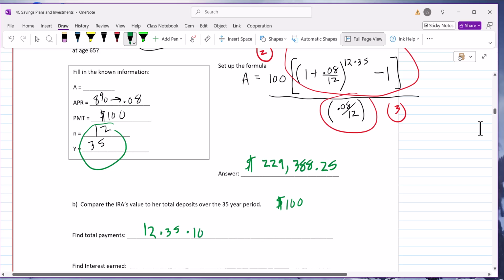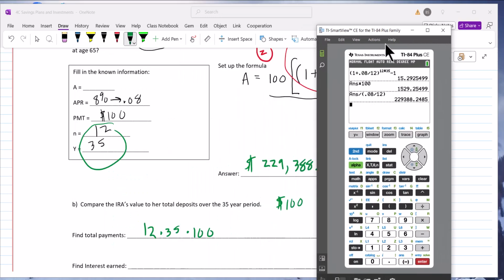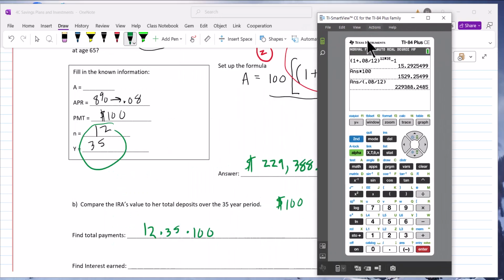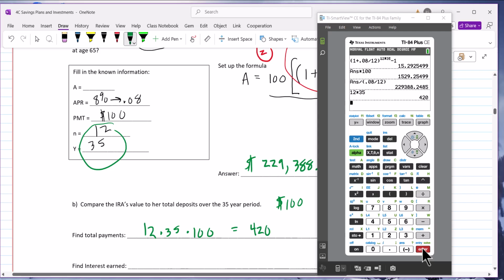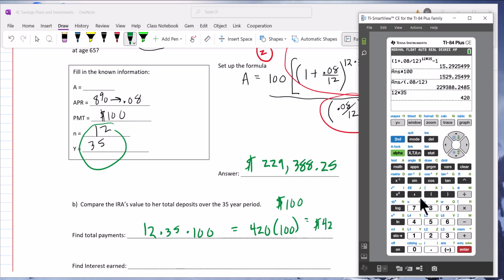Then you're going to multiply that by 100. So if we do that, notice that on this problem, if you do 12 payments a year for 35 years, you're actually doing 420 payments of $100. And then if you do that on the calculator, that's going to give you $42,000. So we've got that.